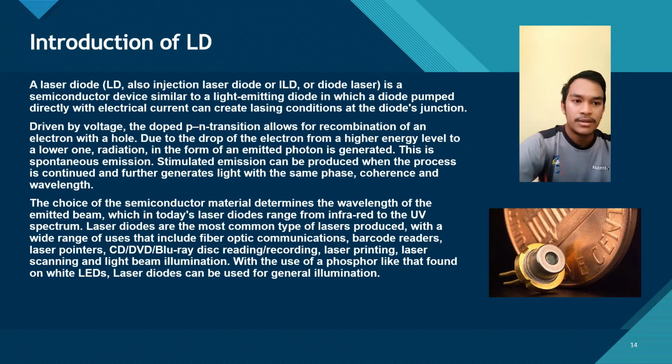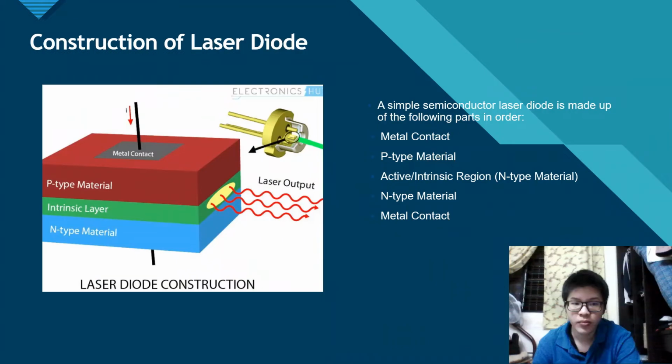Laser diodes are the most common type of laser produced, with a wide range of uses including fiber optic communication, barcode reader, laser pointer, CD, DVD, Blu-ray reading, recording, laser printing, laser scanning, and light beam illumination. With the use of phosphor like that found on white LEDs, laser diodes can be used for general illumination.